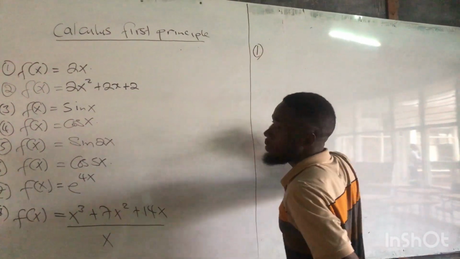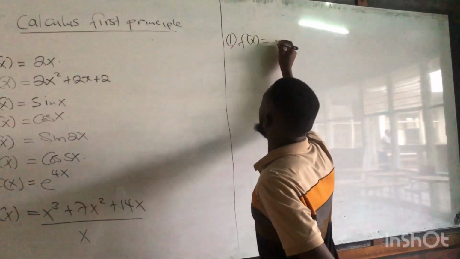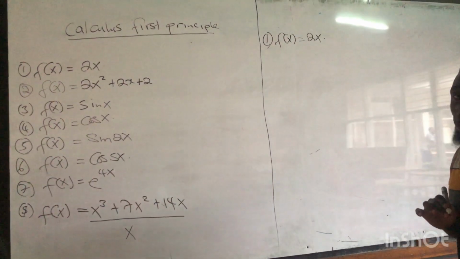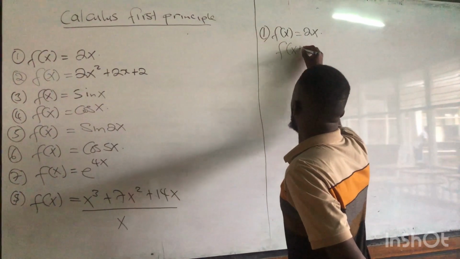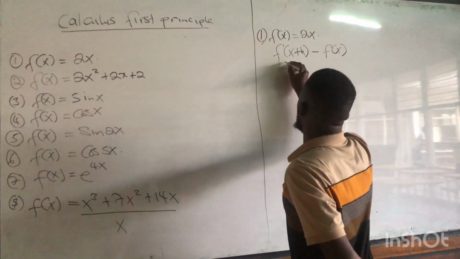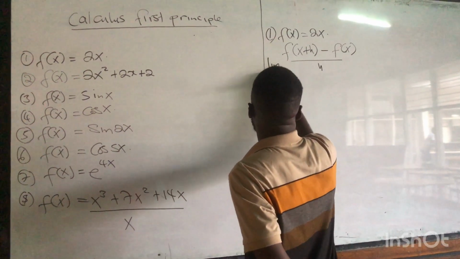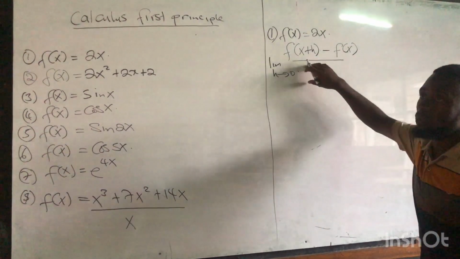The first one here is f of x equals 2x. According to first principle, the formula is f of x plus h minus f of x, over h, limit as h approaches 0. So this is the formula. What is the meaning of this formula here?